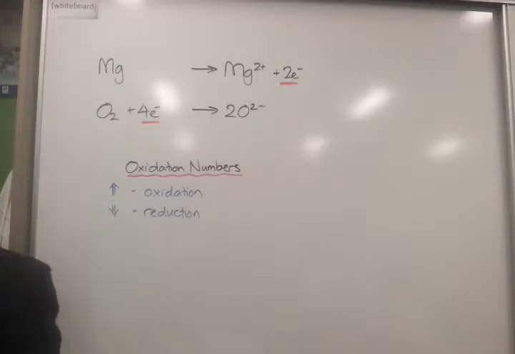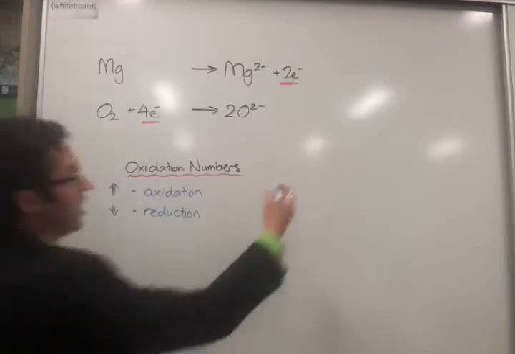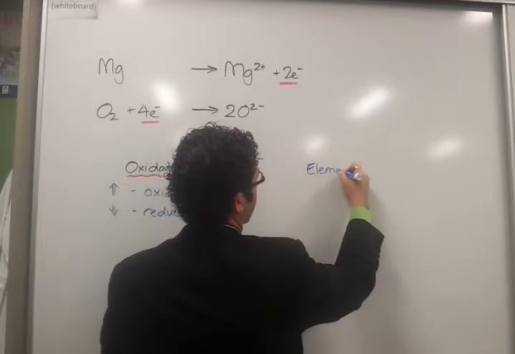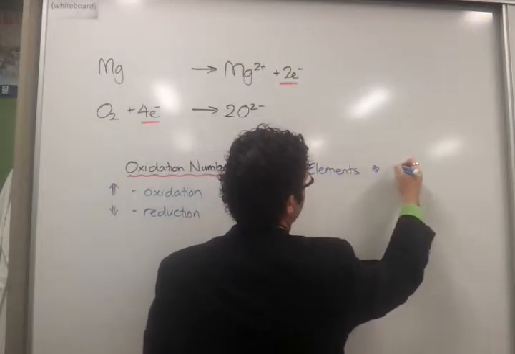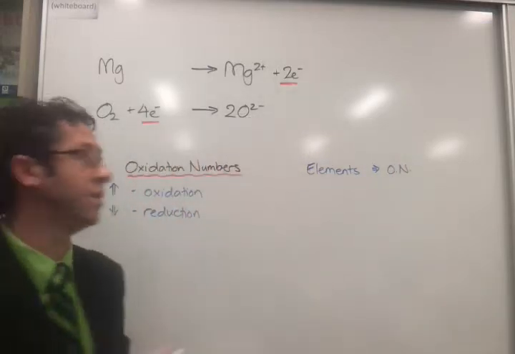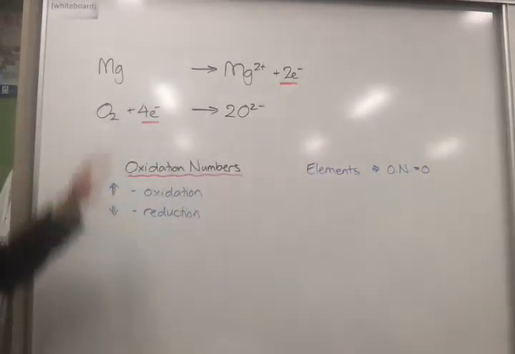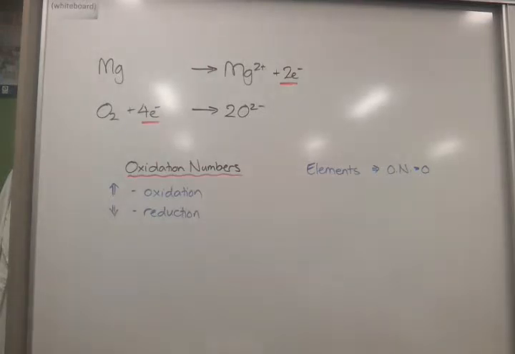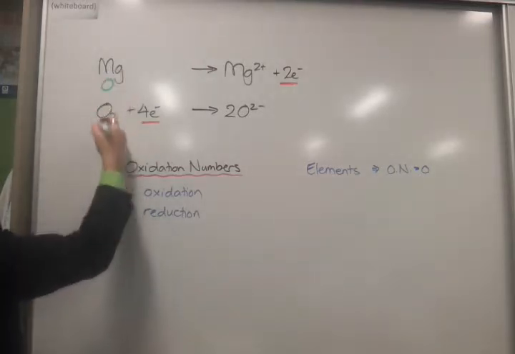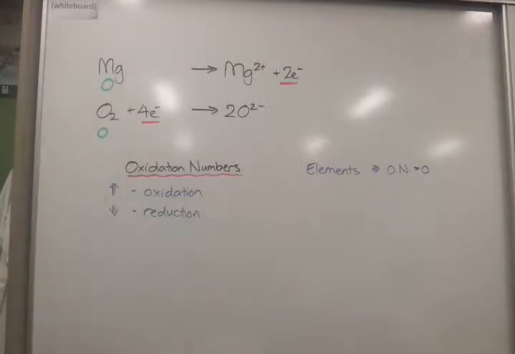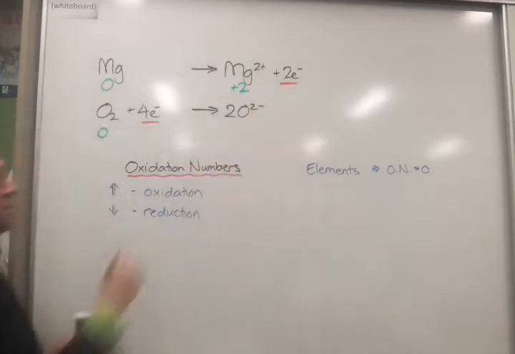Any element has an oxidation number of 0. Okay? So that's my first little rule, as it were. Elements, their oxidation number, which I'm going to call ON, is equal to 0. So, up here, in both cases, magnesium is 0 and oxygen is 0 because they're both elements. Okay. Then, the next thing that makes this a really good, easy example is that this has actually got an oxidation number of +2 and this has got an oxidation number of -2.